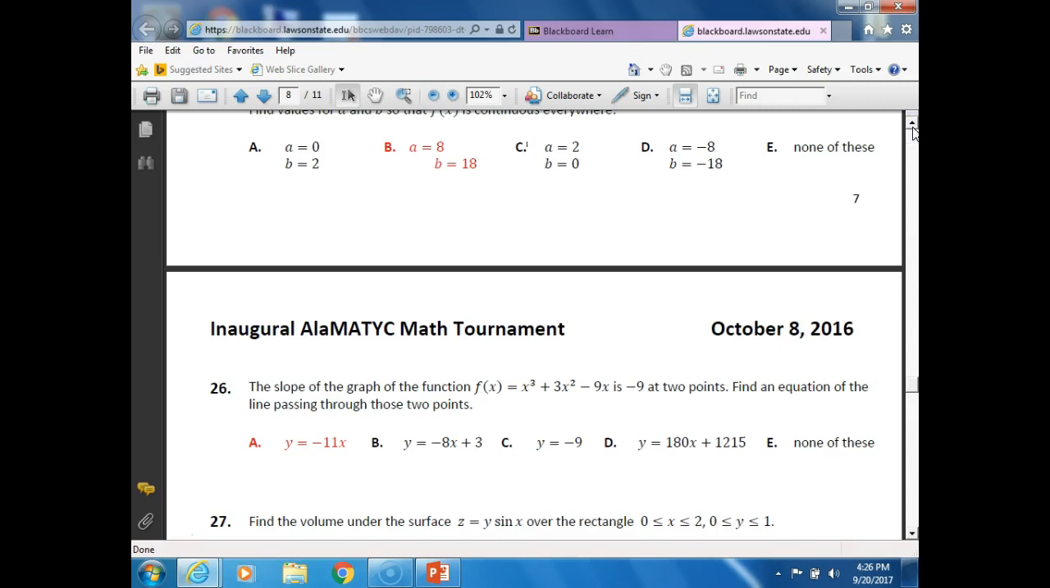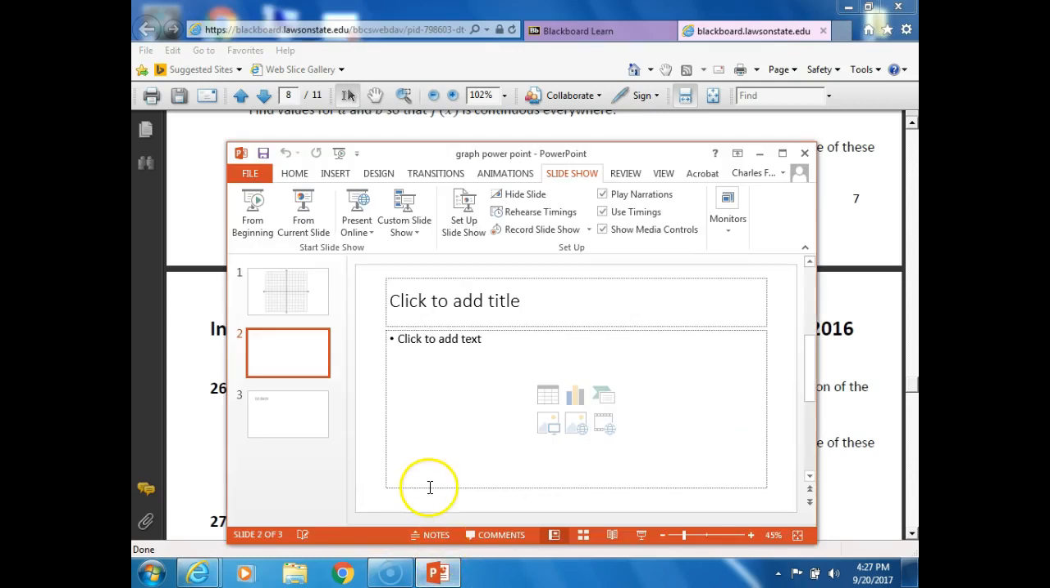Find the volume under the surface z is equal to y sine x over the rectangle where x is between 0 and 2, and y is between 0 and 1. Find the volume under that surface within that rectangle. Got it? Okay. Now, that's going to be a what? Okay, name that rectangle again. Say it again. y sine x. Oh, that's the surface.